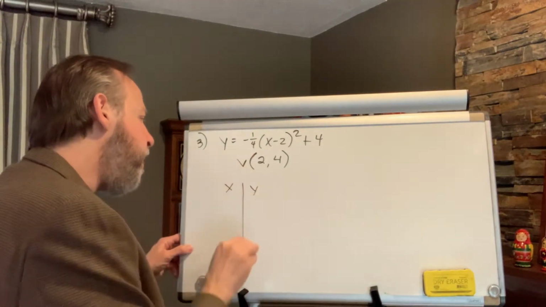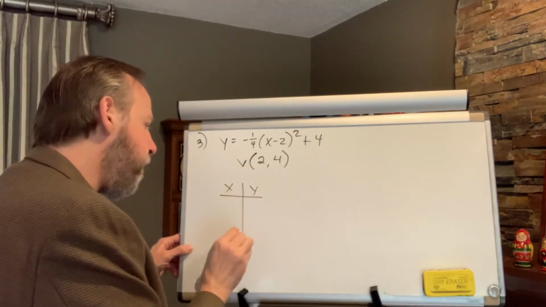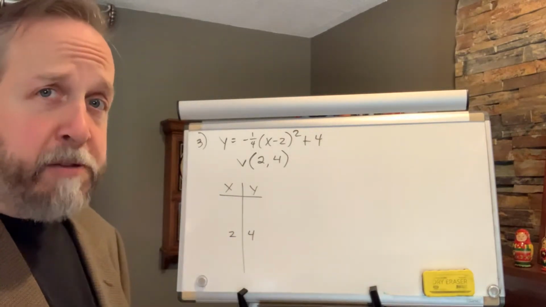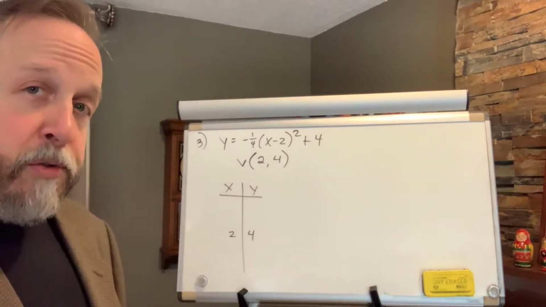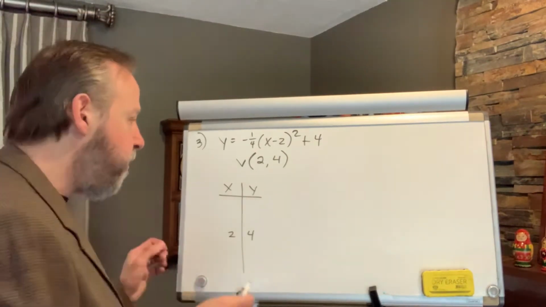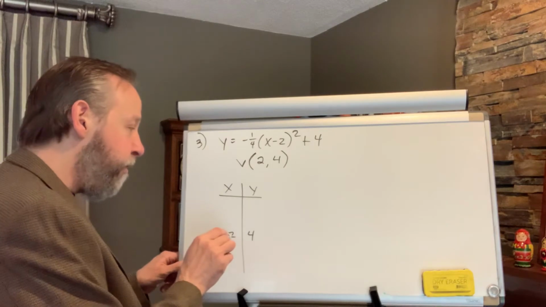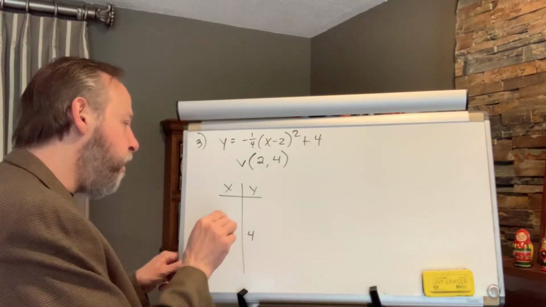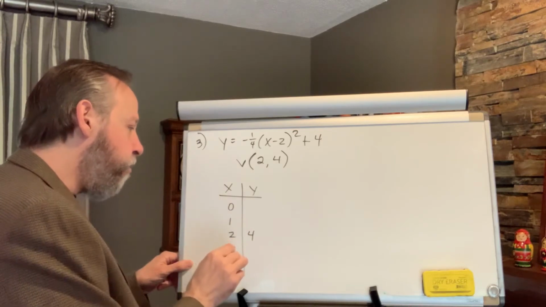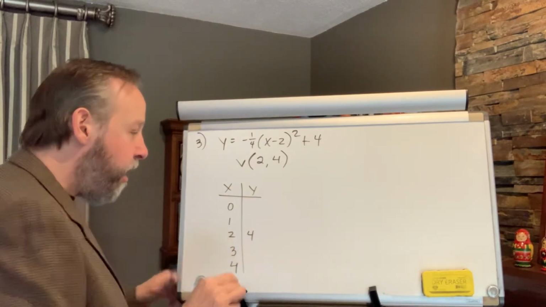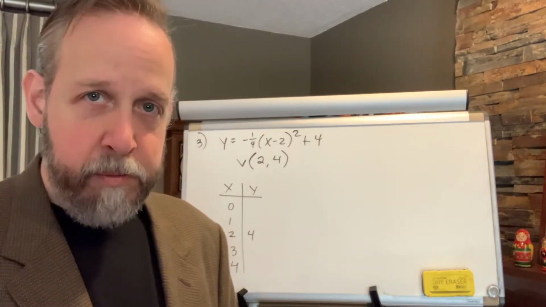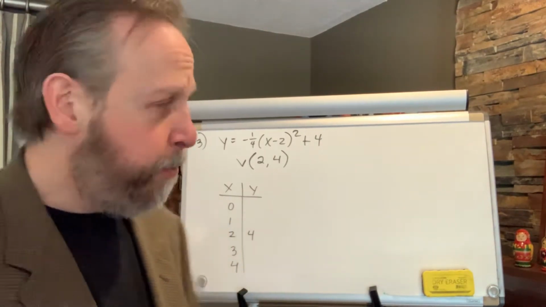In our t-table, we put the vertex in the middle. So 2, 4 goes right there. That's the vertex. That's in the middle of my t-table. I'm going to choose two values that are less than x and two values that are more than x. So if this is my vertex 2, then one under it is 1, one under that is 0, one higher is 3, one higher than that is 4. You're going to have 5 consecutive integers. That's the easiest way to do this.